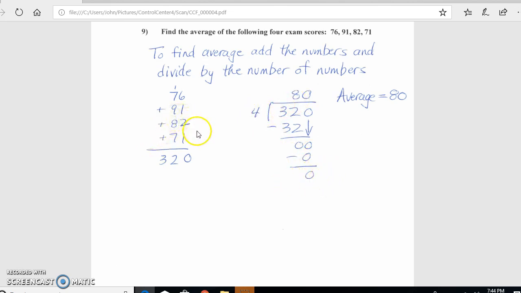So 4 fits into 320 80 times, and that would be my average. So that's the method for finding the average. You add the numbers, and then you divide by the number of numbers, which is 4. And in this case, the average would be 80.